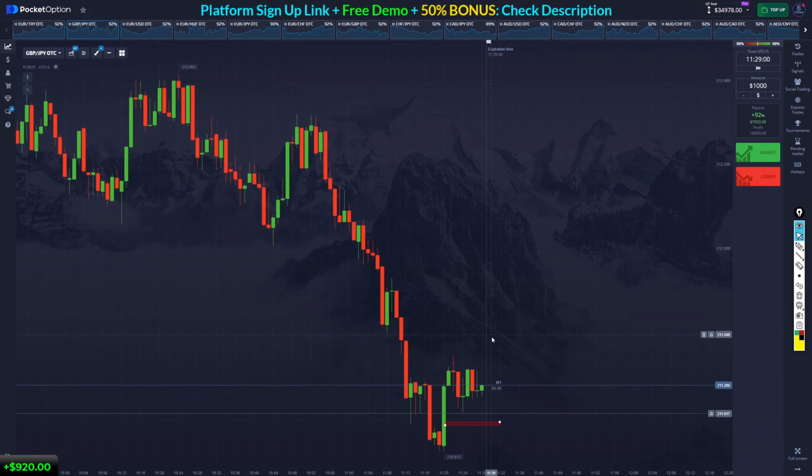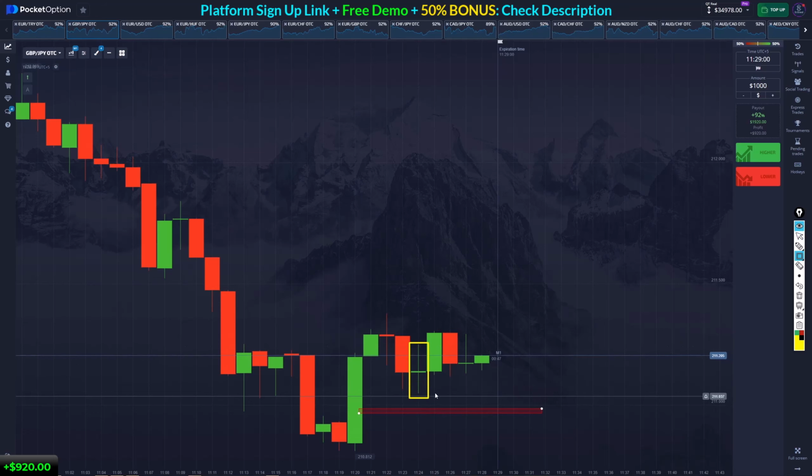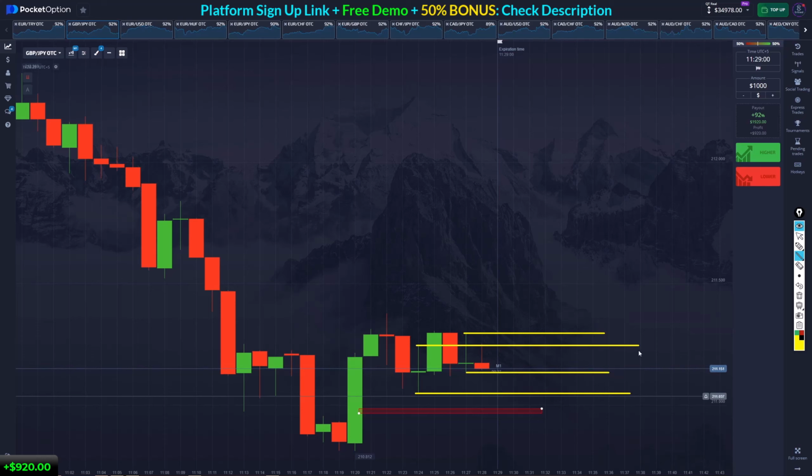All right, I see a doji right here. Basically, I see 2 dojis. If I consider this one, it would be 3 dojis, right? I will draw the doji ranges. This is another one. This is another one, and this is another one. So these are all doji ranges.